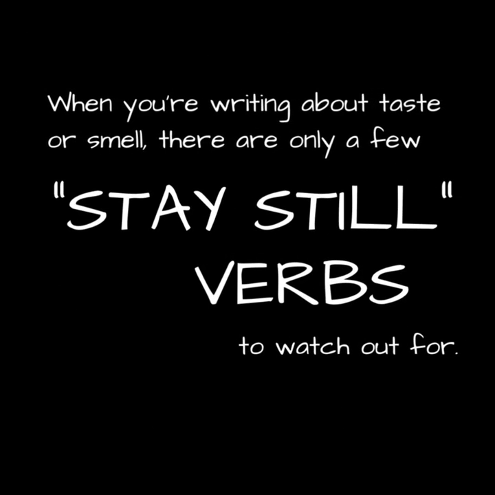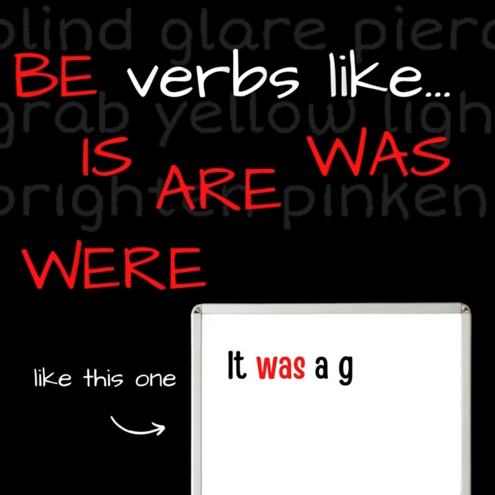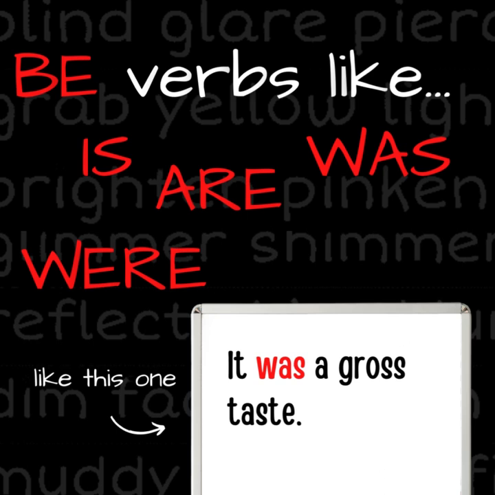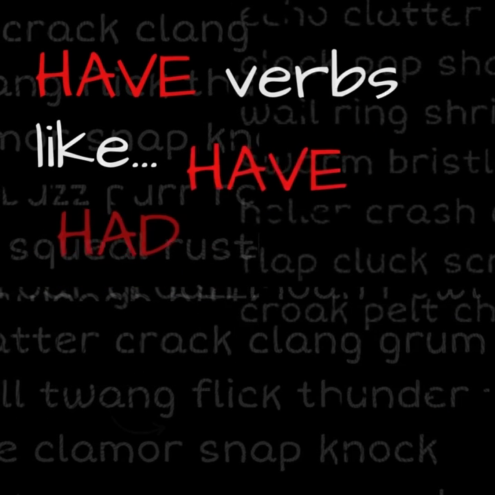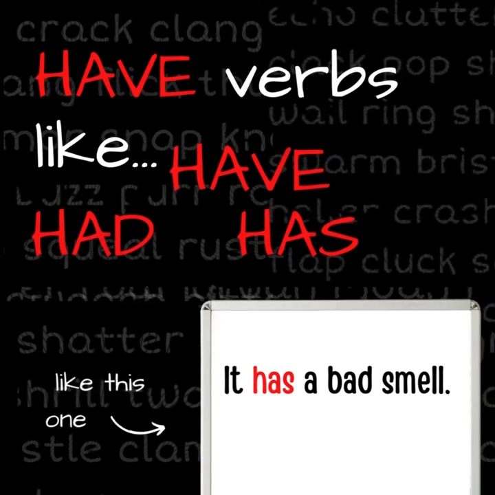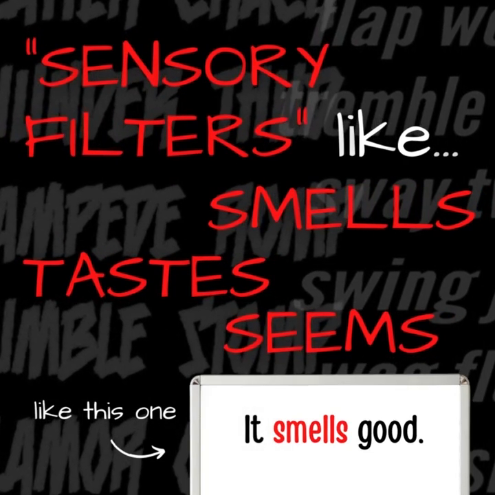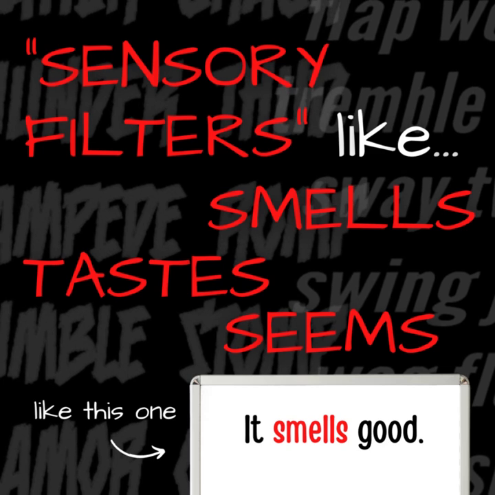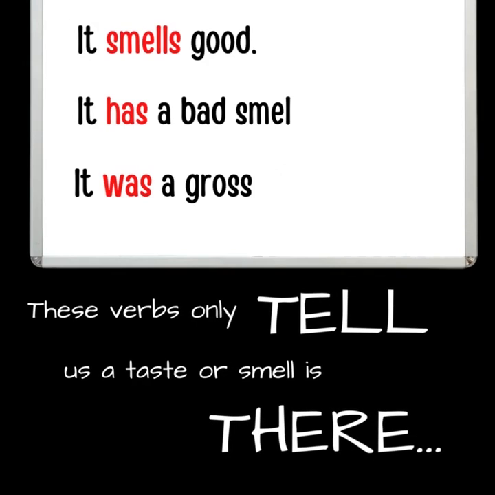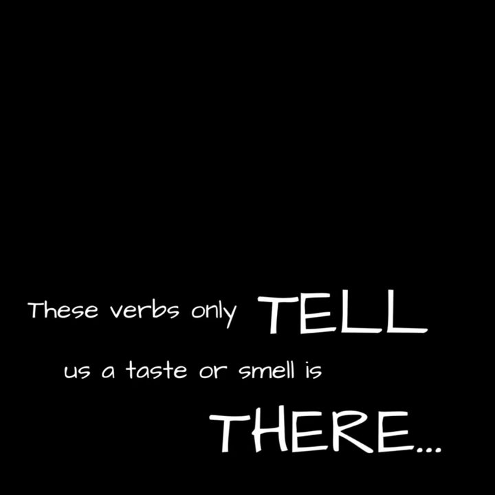When you're writing about taste or smell, there are only a few stay-still verbs to avoid. I'm talking about be verbs like is, are, was, were, like this one, it was a gross taste. Or have verbs like have, had, has, like this one, it has a bad smell. Or sensory filters like smells, tastes, seems. An example of that is it smells good. These verbs only tell us a taste or smell is there.